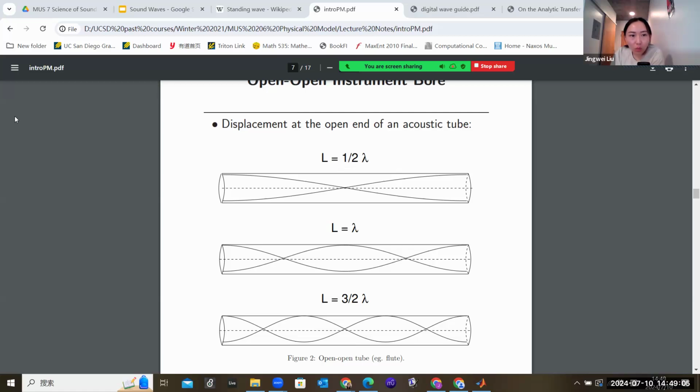Notation. We know that L is fixed. This is a given instrument, and you cannot change the length of the tube, and then you are computing the lambda, right? So lambda is equal to 2L here. Here the lambda equals L. Here lambda equals 2/3 L.